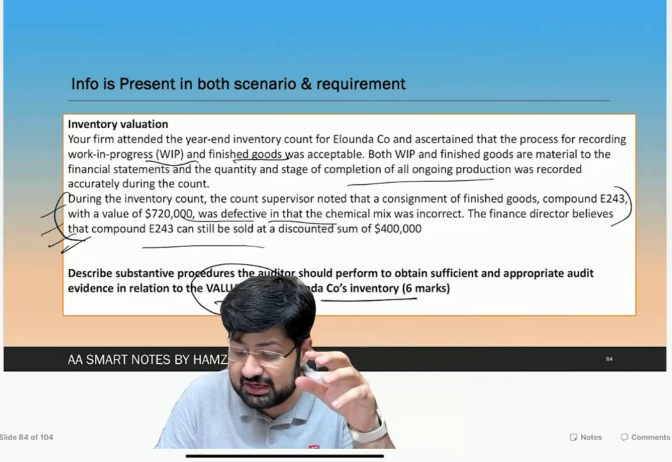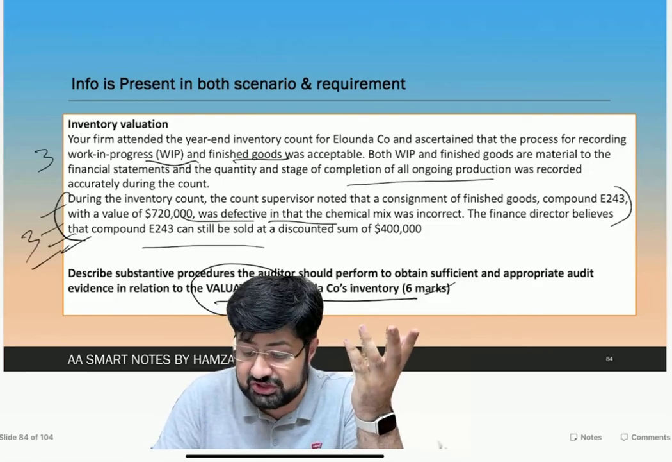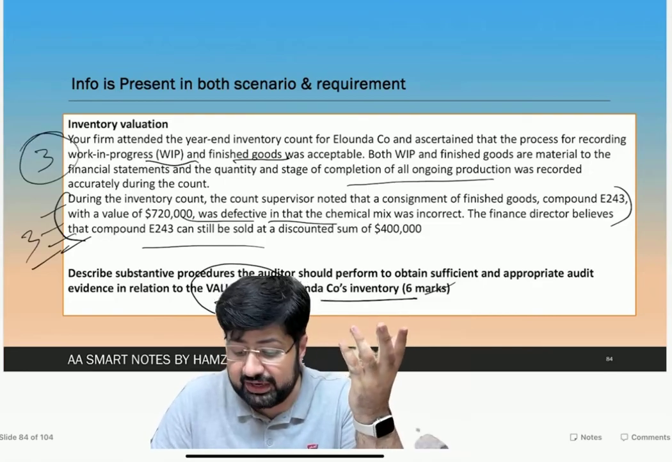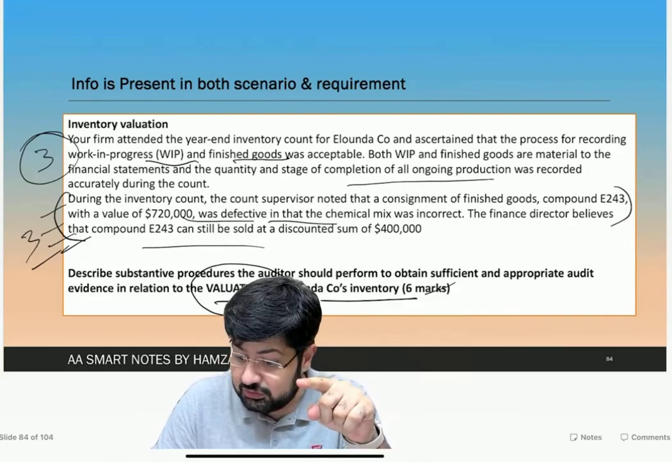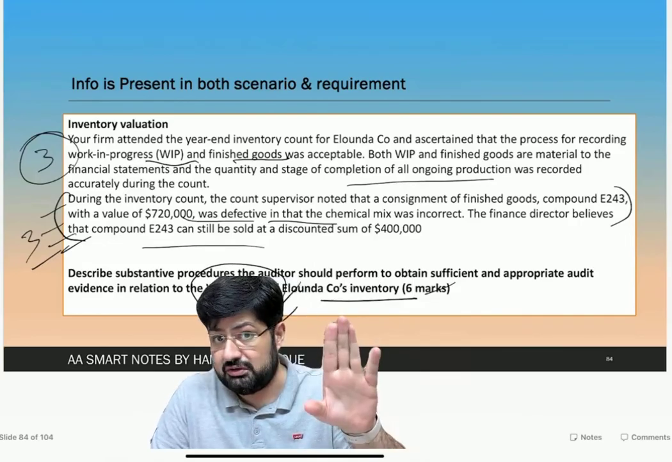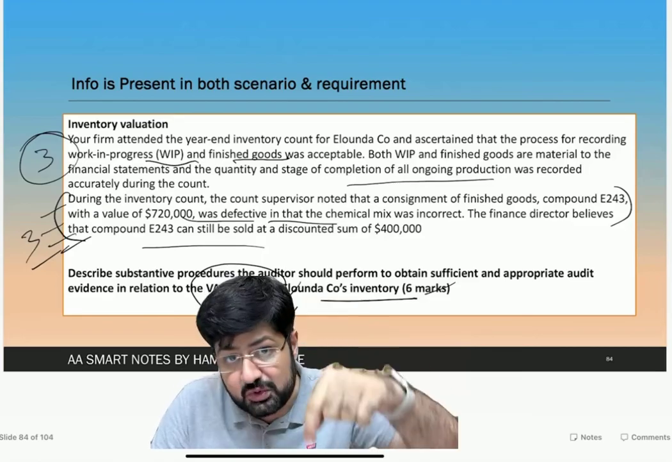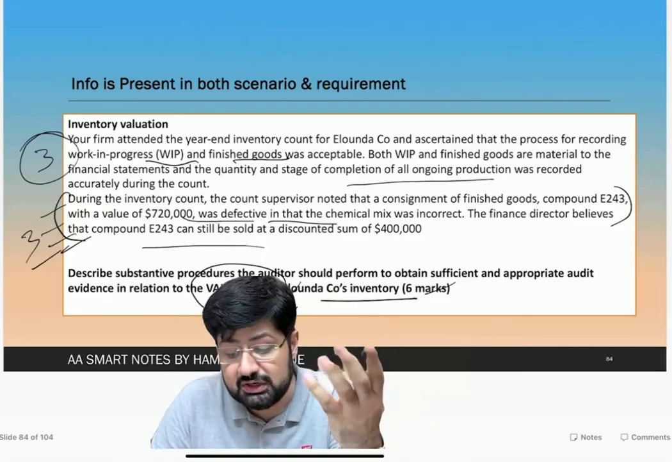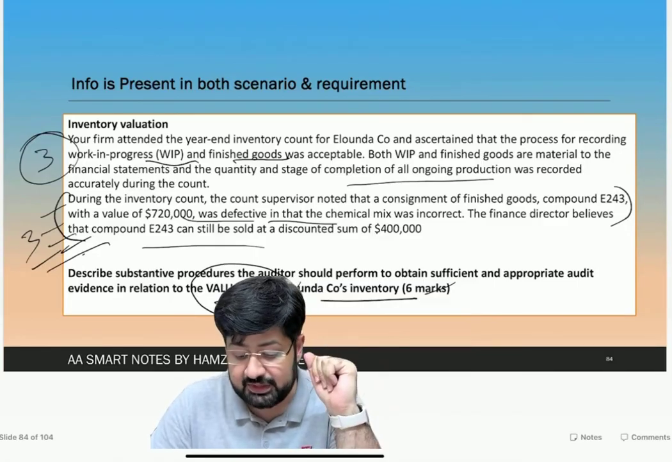So 6 marks: 3 procedures and 3 procedures on the two. You can write 3 generic procedures on the valuation assertion and 3 on the specific defective inventory. You still cannot write procedures on existence here, or on anything else. Only the valuation assertion, generic procedures, and 3 procedures on this specific defective inventory. Next.